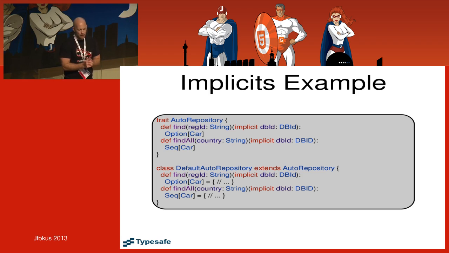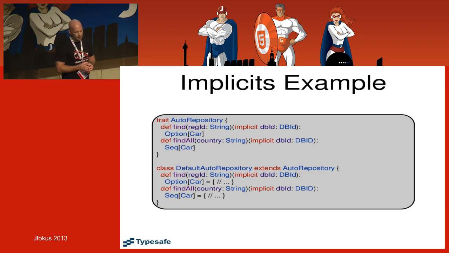We have a trait called AutoRepository, and you can see that it has a method that accepts a registration ID of a car, and the next line, on the right hand side, we also say something implicit DB-ID. Basically, instead of putting this into the first method as another parameter, we're using implicit, and I'm going to show you what that means later. But we move it on to the right-hand side of the method, and this find method is returning an option of cars, and the same for findAll is just returning a sequence of cars.